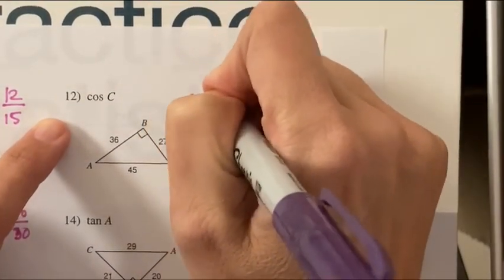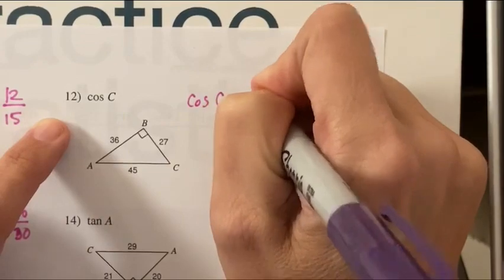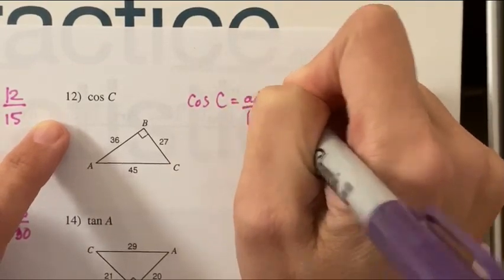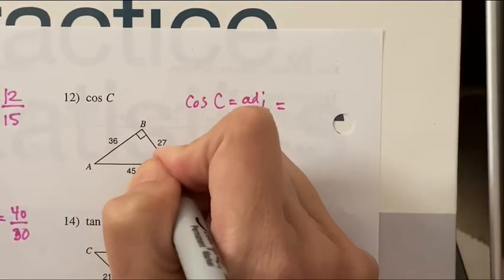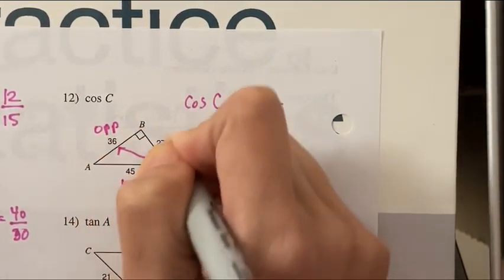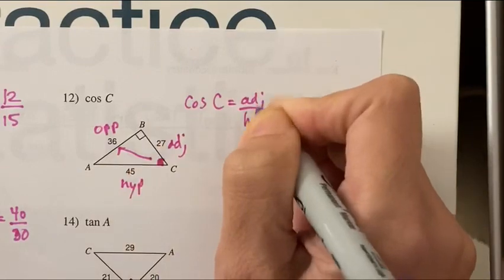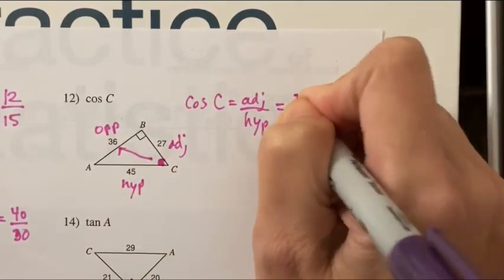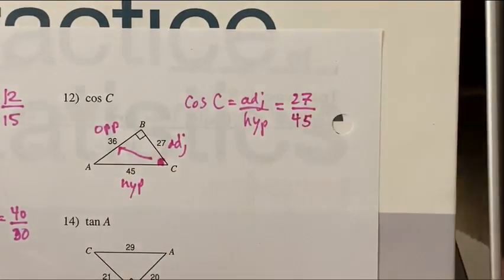So the cosine of an angle is adjacent over hypotenuse. So let's take a look. Reference angle is C, so this side is opposite. Here's my hypotenuse, and this is adjacent. Okay, so my adjacent's 27, and my hypotenuse I've labeled 45.